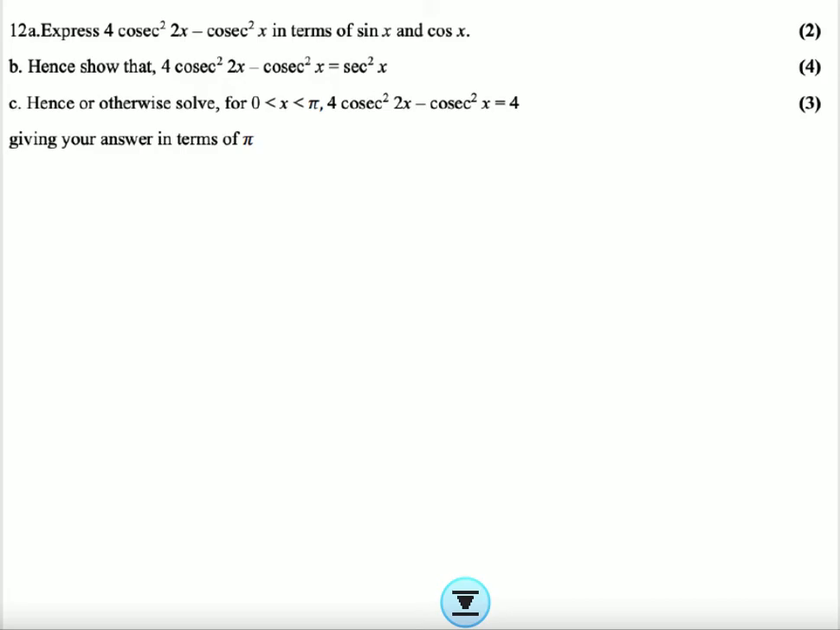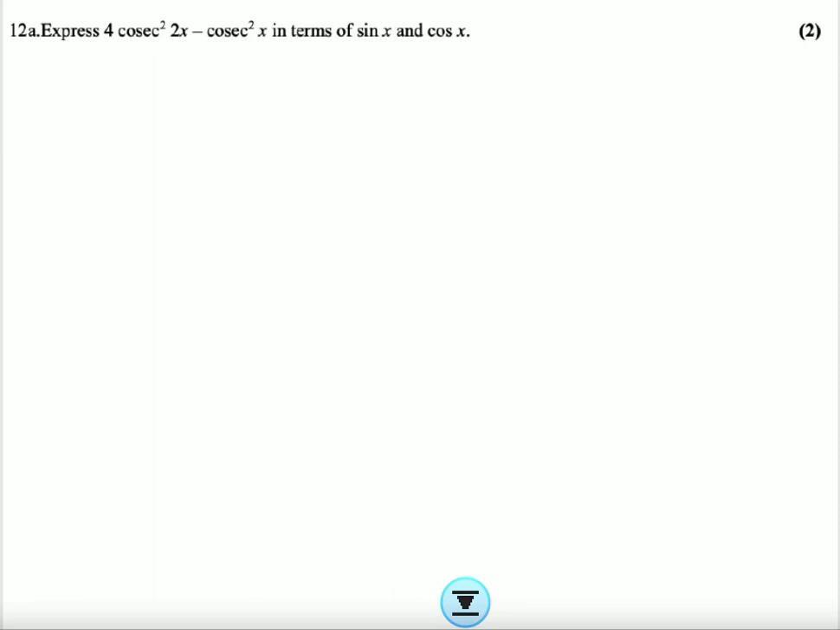Blimey, even more trig. Okay, so we can express it in terms of just sine and cos, and then hence show that, and then hence or otherwise solve. Okay, let's do this first one then. Can't be too many questions left, can there? Cosec is going to be rewritten as that, subtract 1 over sine squared x. In terms of sine x and cos x, not 2x, so sorry about that.